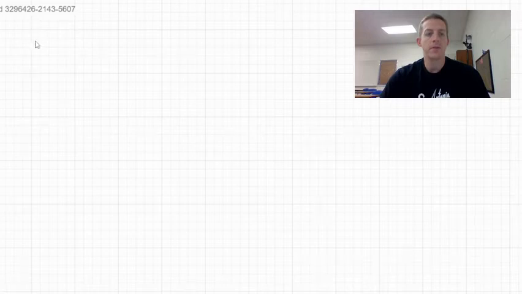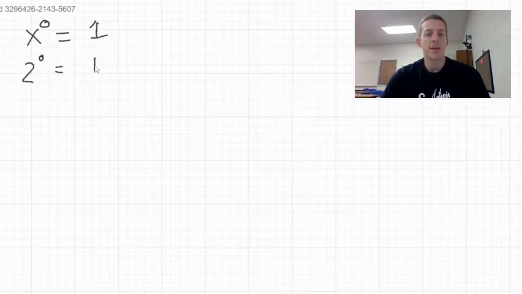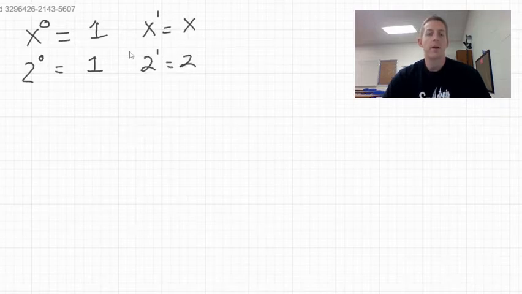Any number, or even a letter, raised to the power of 0 is always going to equal 1. So if we had 2 raised to the power of 0, that's going to equal 1. Anything raised to the power of 1 is just going to be itself. So 2 raised to the power of 1 is going to be 2.